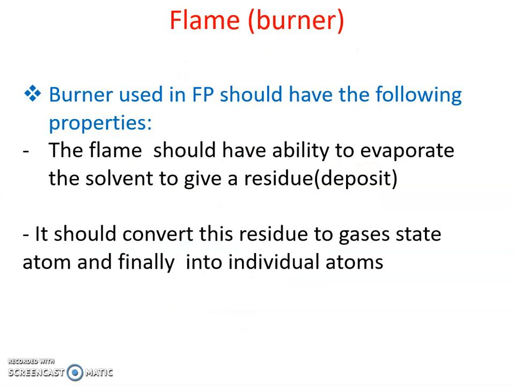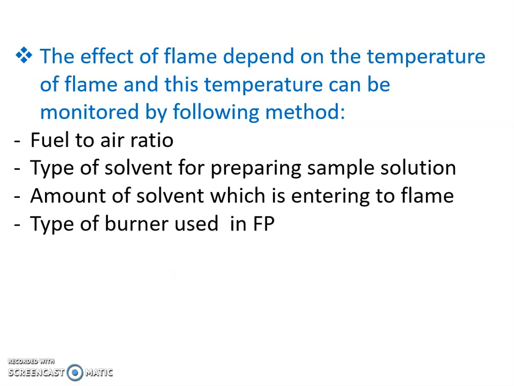Now, burner. A burner used in FP, meaning flame photometer, should have the following properties. The flame should have the ability to evaporate the solvent to give a residue deposit. It should convert this residue to the gaseous state, and finally into individual atoms. My friend, the effect of flame depends on the temperature of the flame, and this temperature can be monitored by the following: fuel to air ratio, type of solvent for preparing the sample solution, amount of solvent which is entering the flame, and type of burner used in the flame photometer.